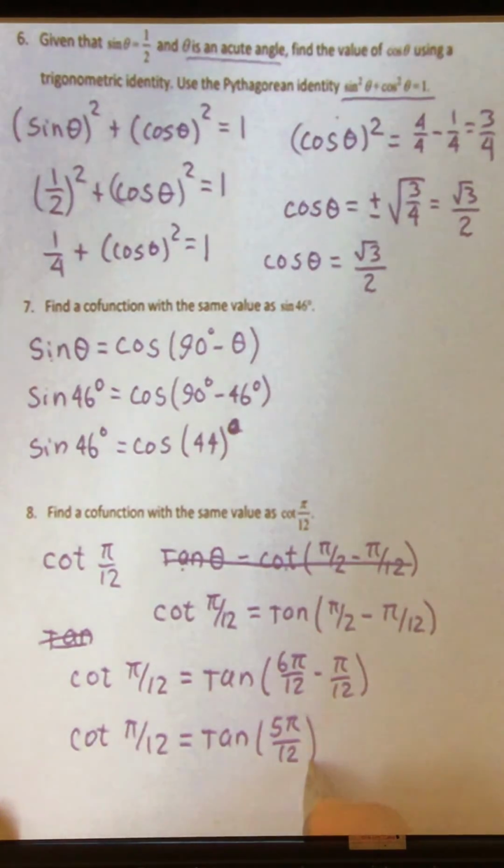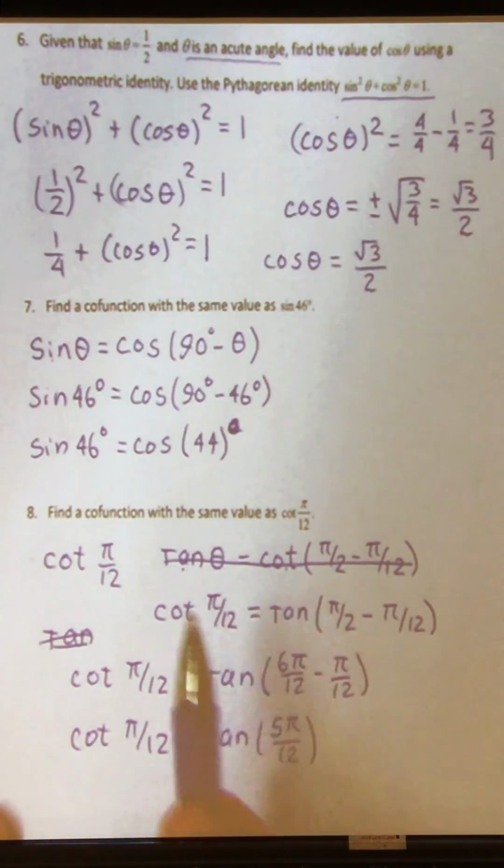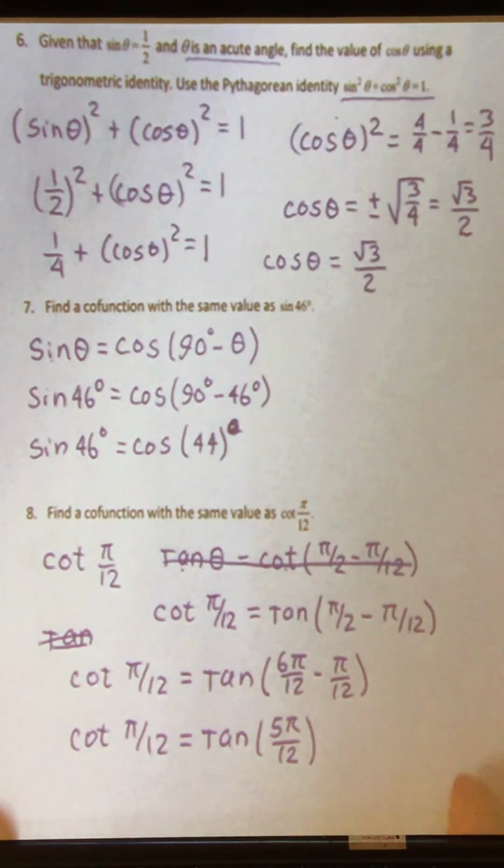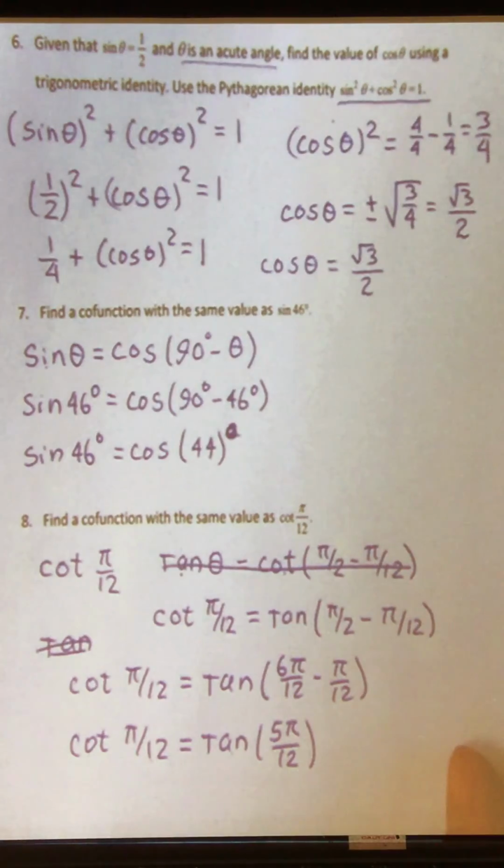Or, as I started to write before and crossed out, the tangent of pi over 12 would be equal to the cotangent of 5 pi over 12. So a function and its cofunction always differ by 90 degrees, or pi over 2. And that concludes the section 5.2 exercises.